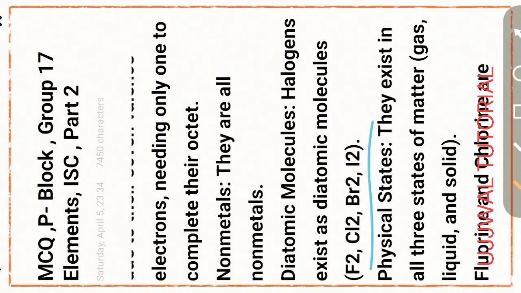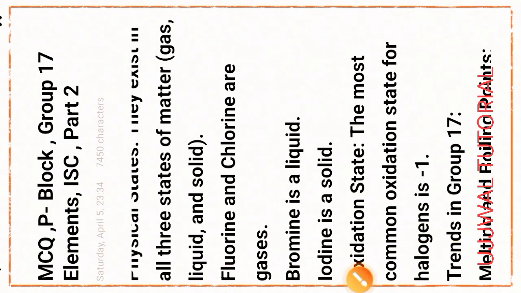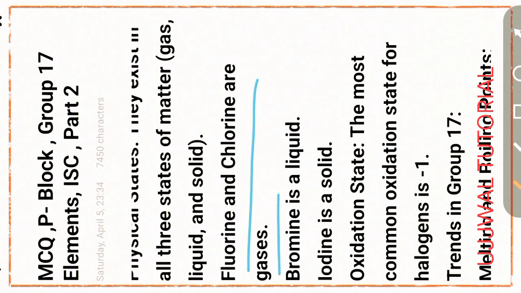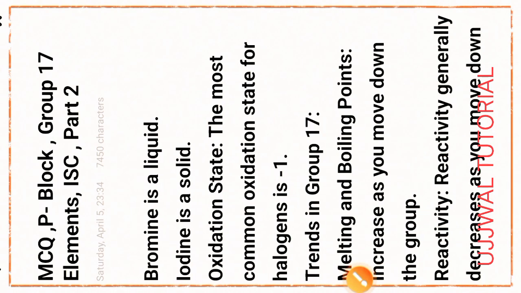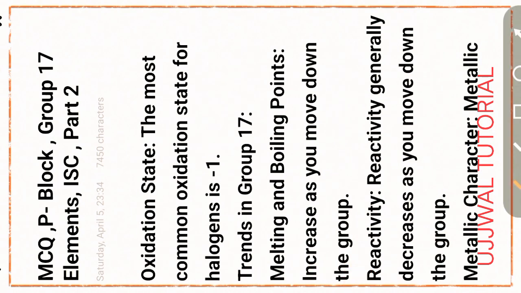Physical state: they exist in three states, that is gas, liquid and solid. Fluorine and chlorine are in the gaseous state, bromine is in the liquid state, iodine is in the solid state. Oxidation state: the most common oxidation state for halogens is -1. In group 17 elements, melting and boiling point increase as you move down the group.